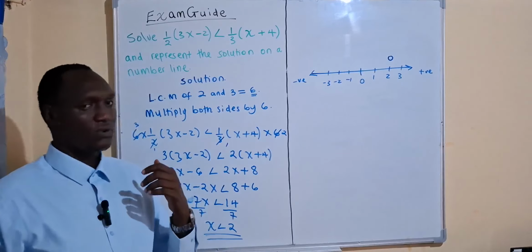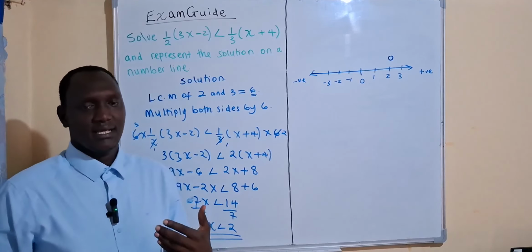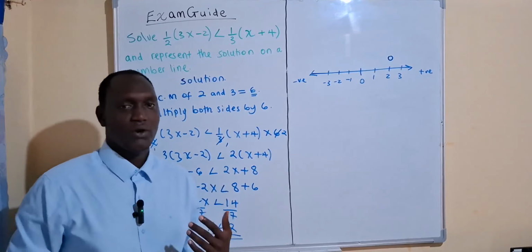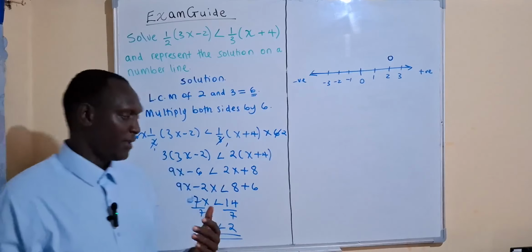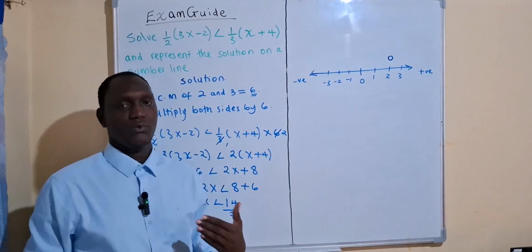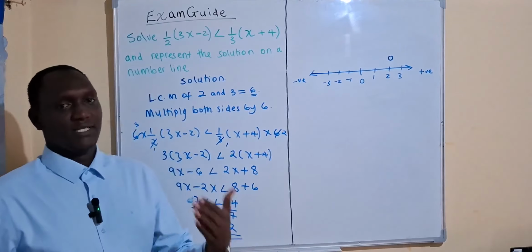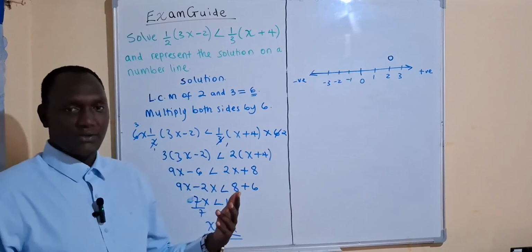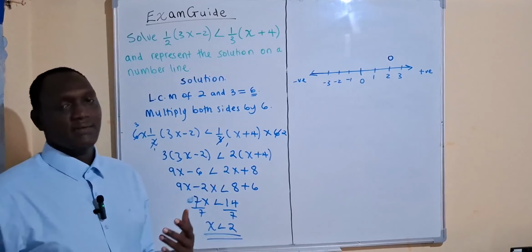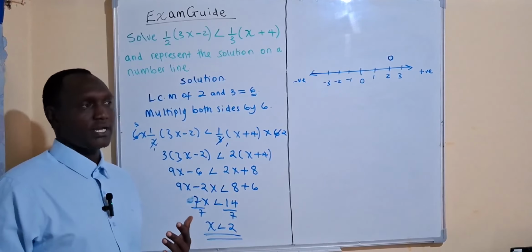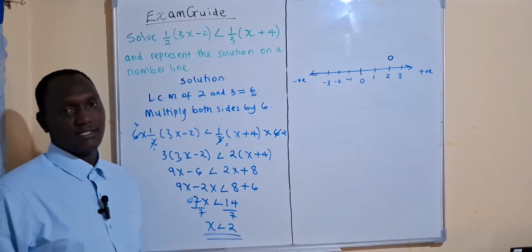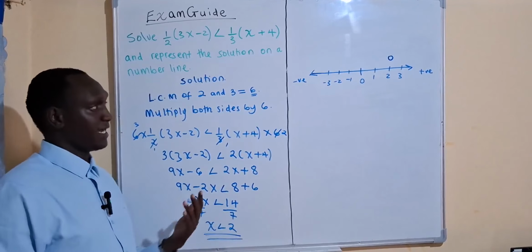So it is close to 2, either below 2 and close to 2, or above and close to 2. But ours is saying x is less than 2. That means ours is below 2 but very close to 2. That is the first value of x. But there are other values that x takes, because x is less than 2. So x is just below 2. It can begin from 1. 1 is less than 2, and all the negative numbers.